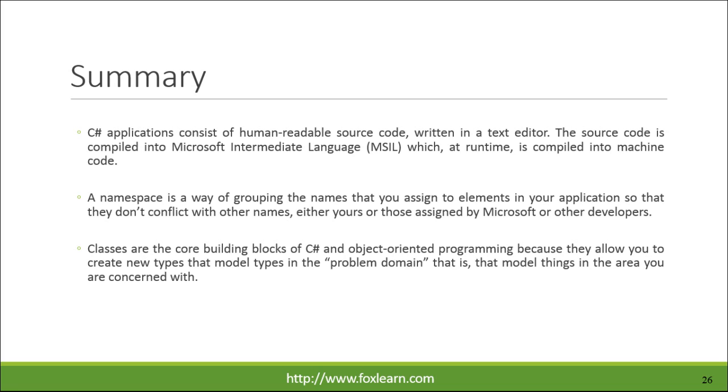C# applications consist of human-readable source code, written in a text editor. The source code is compiled into Microsoft Intermediate Language, MSIL, which, at runtime, is compiled into machine code. A namespace is a way of grouping the names that you assign to elements in your application so that they don't conflict with other names, either yours or those assigned by Microsoft or other developers. Classes are the core building blocks of C# and object-oriented programming because they allow you to create new types that model types in the problem domain, that is, that model things in the area you are concerned with.